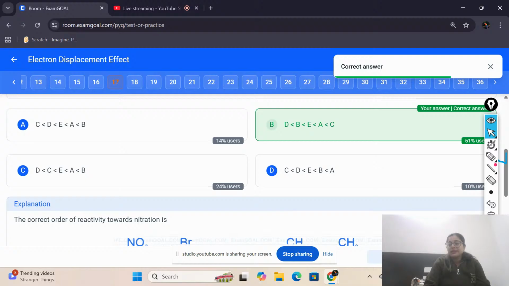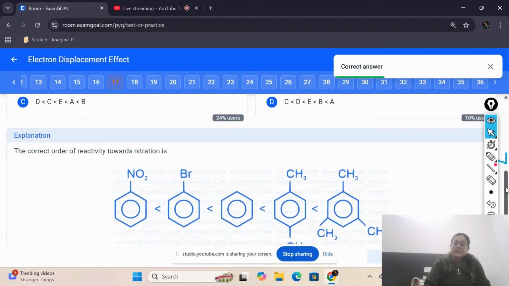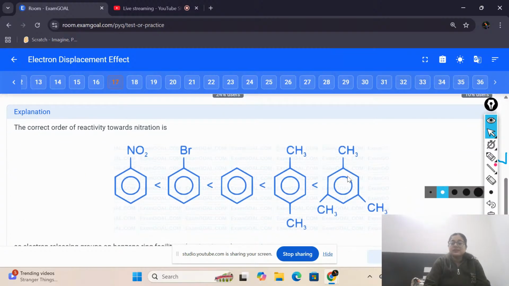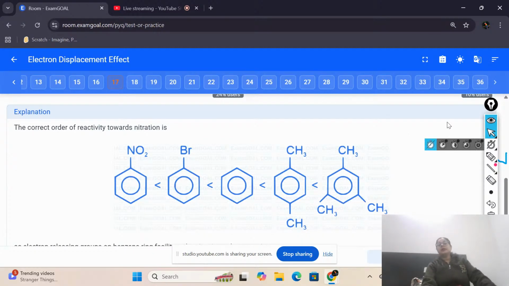This will be the correct answer. Let's discuss the structures. This is mesitylene, paraxylene, benzene, bromobenzene, and nitrobenzene. These three are ortho-para directing and activating groups. Number-wise 3, number-wise 2. So it undergoes nitration more easily than this.